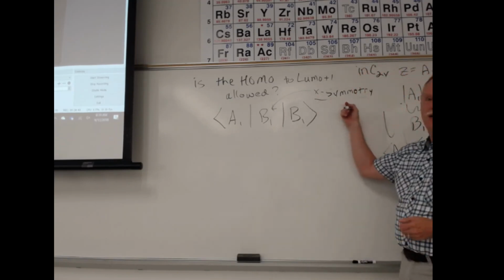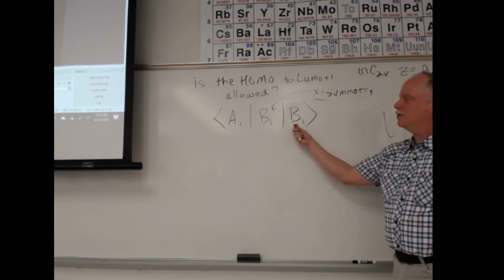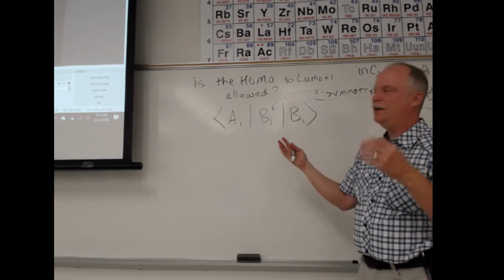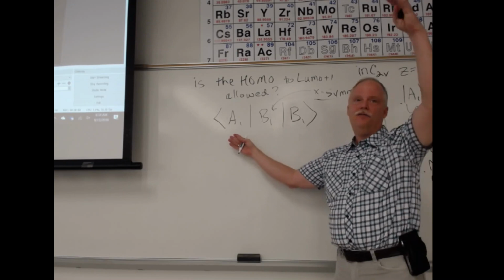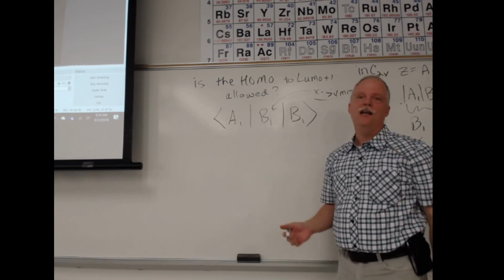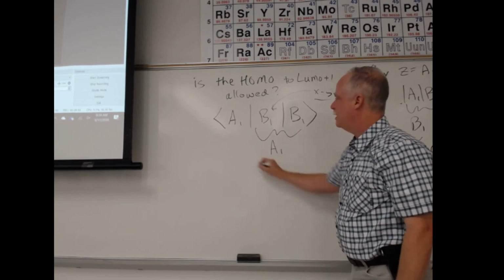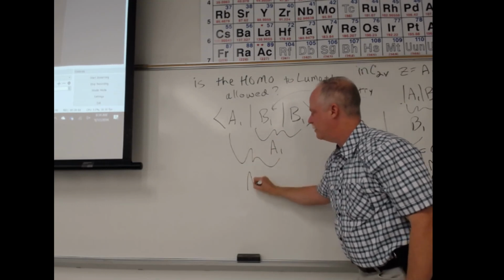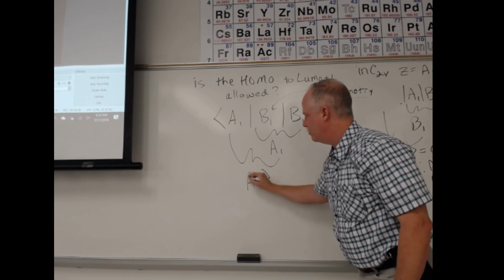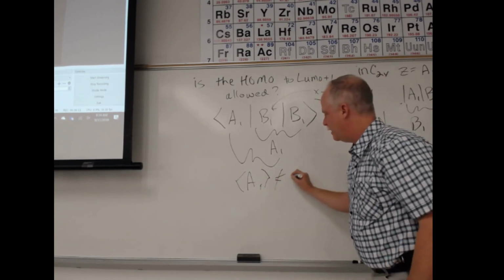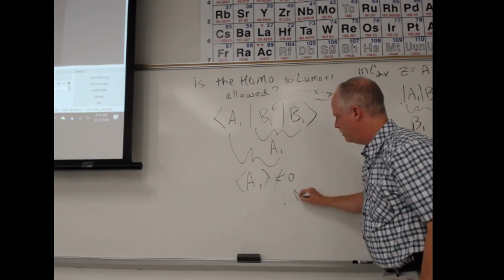X polarized light is going to cancel or interact with this odd wave function and make it even. And then when I multiply that by the even function, it's going to stay even. It's going to stay top row. So B1 times B1 is A1. A1 times A1 is A1. So I end up with the integral over all space of an even function, and that's not equal to 0, therefore allowed.